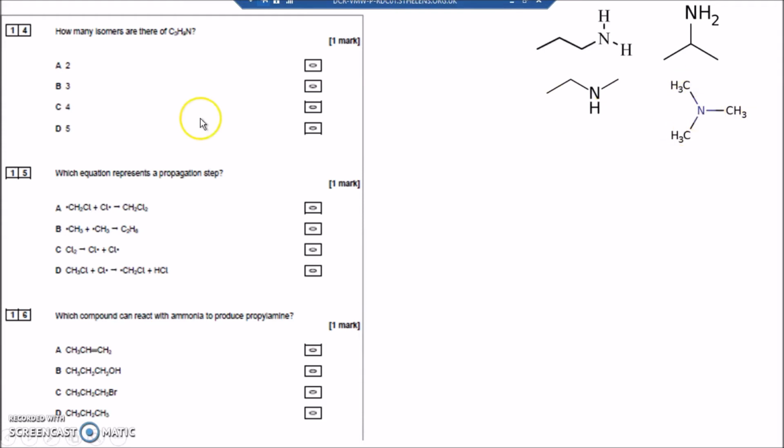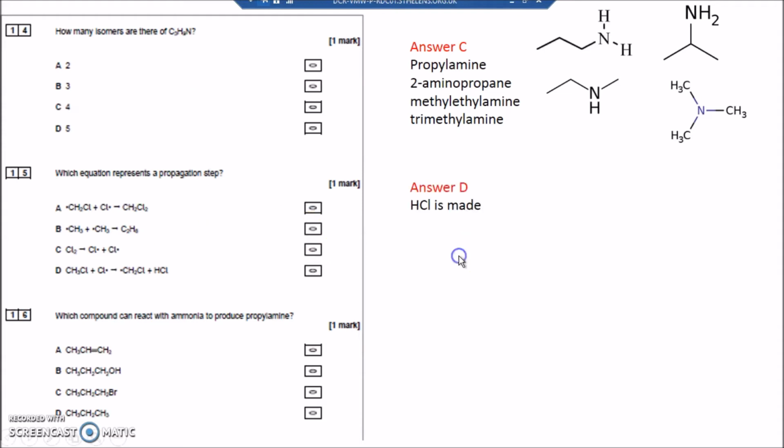trimethylamine. You may be confused and think there's a 5th by putting the nitrogen in between, further along the chain to the left, but all that's doing is flipping it over. The nitrogen is still in between carbon number 1 and carbon number 2. Even if you put it here, it's just the other way around. You just mirror imaged it. So there are 4 different ways of drawing C3H9N.